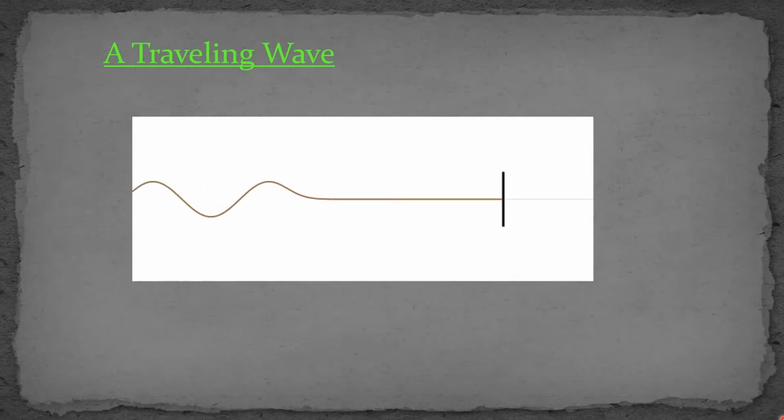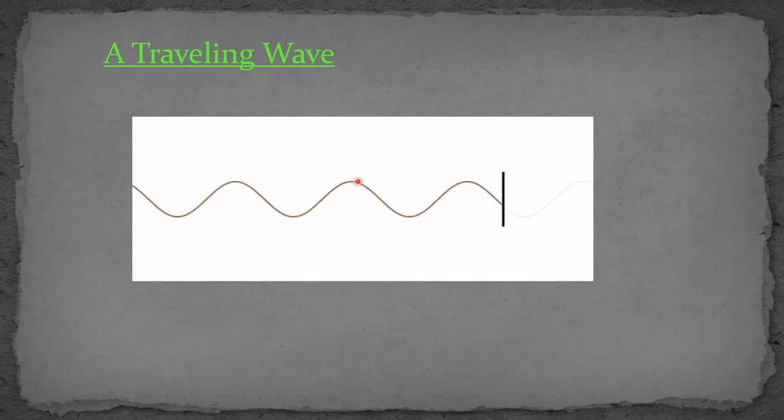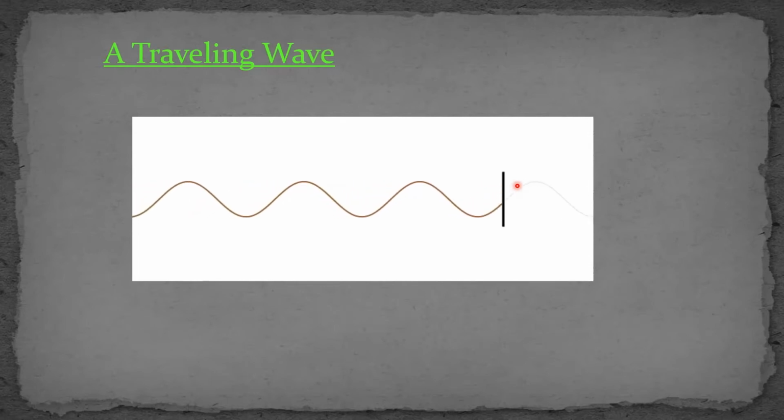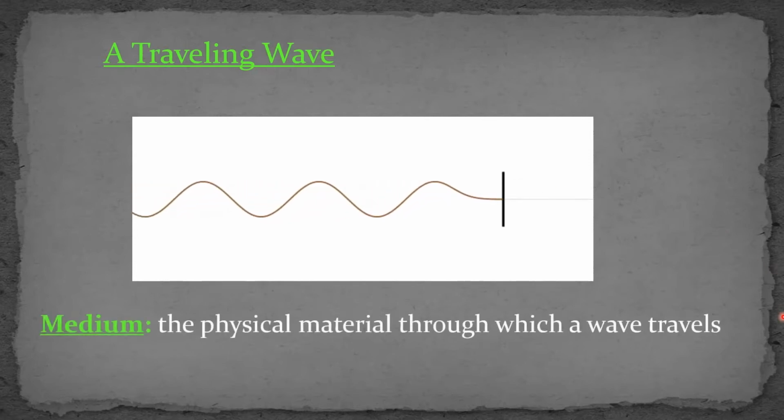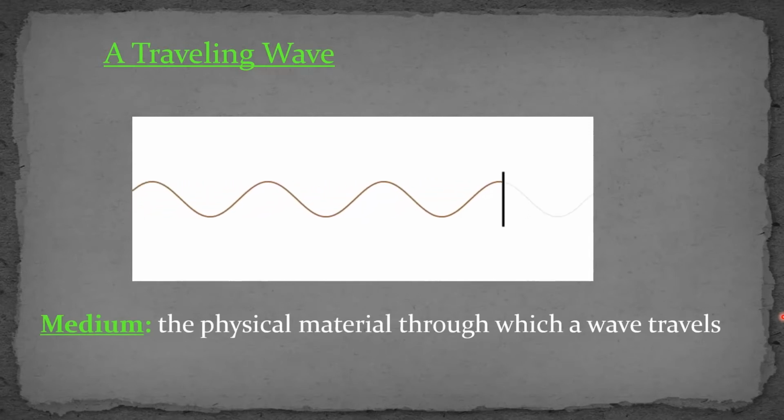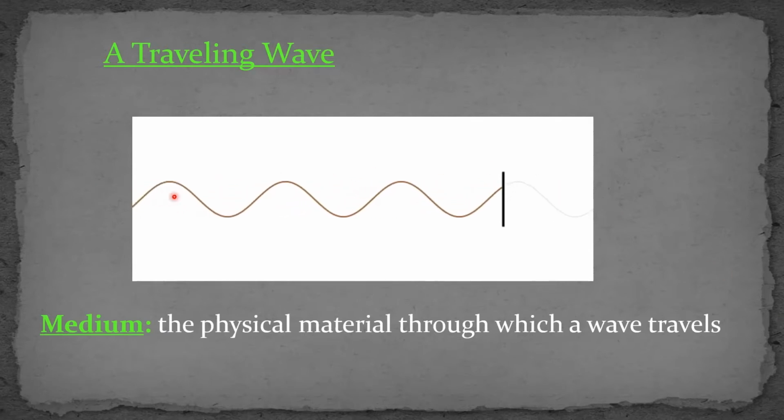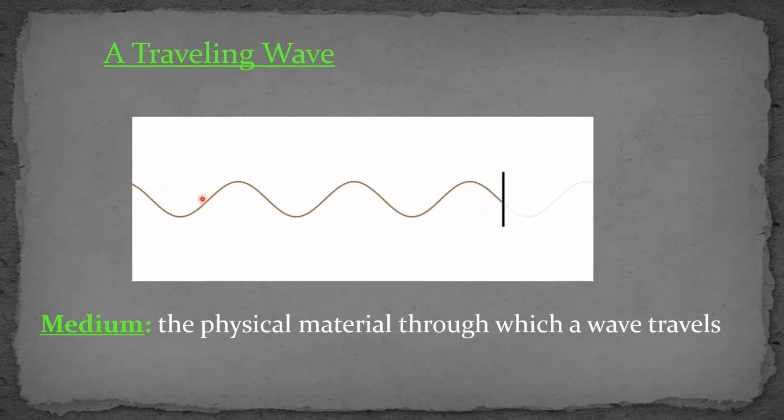So here if we have a string and we just start shaking one end, you can see that something is traveling in the sense that it's moving clearly to the right with a well-defined speed. So this is an example of a traveling wave. It's actually moving in some direction. Another vocabulary word I need to bring up is medium. And that's the physical material through which a wave travels. The medium for this example is the rope. The actual rope itself is the material that the wave is traveling through.